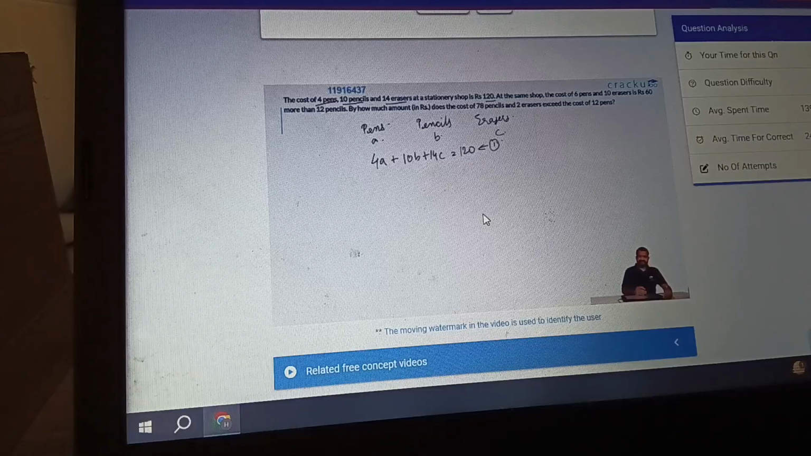We can divide the entire equation by 2 because all of them are multiples of 2. So you will get 2A plus 5B plus 7C is equal to 60. So let us call this the first equation.